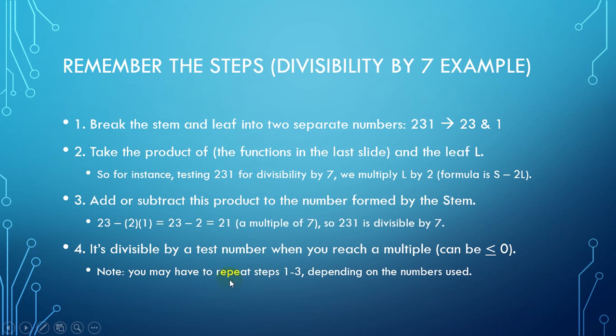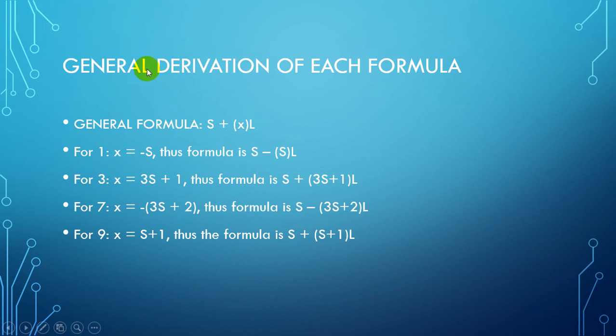And a side note here, you may have to repeat for a really big number, and depending on the numbers you're using, you may have to repeat this until you get a clear, that's what I meant by identifiable, multiple of that number, or 0, or a negative multiple of it. So the general derivation, these are the formulas that I was talking about.